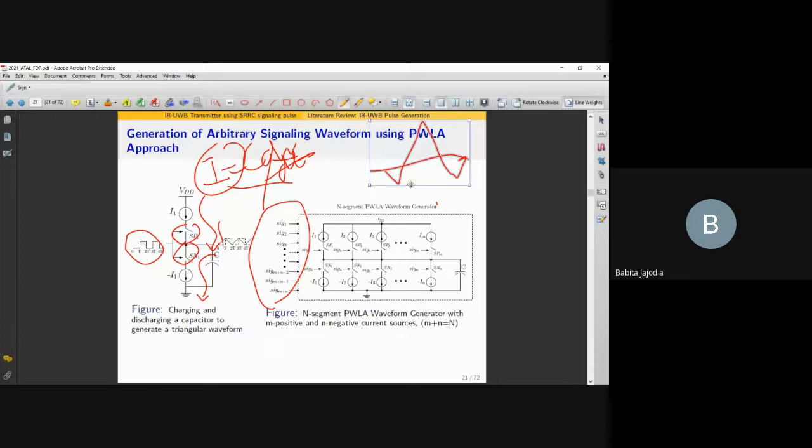Now based on this, we can see that 2 are only the discharging and the remaining 4 are the charging, right? So it will have 4 charging current sources here and 2 discharging here. So this is a general block diagram of how this can be done. It was a very basic concept which we tried to apply to design an IR-UWB.